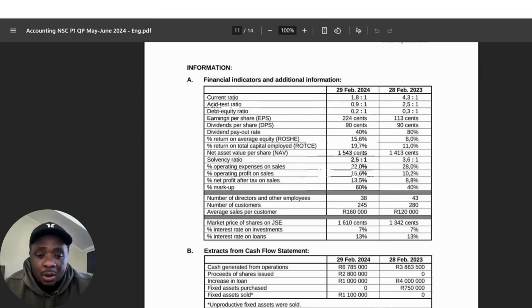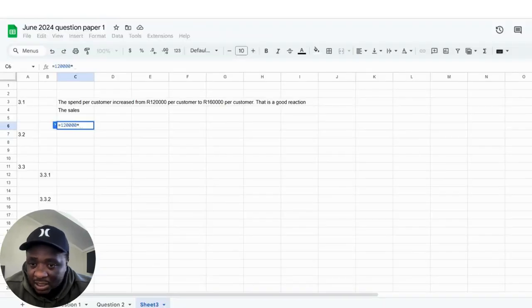Well, it depends on how much money the business made. So if we're going to take the 280, we'll multiply by the 120,000 to get the figure, then compare it with 245 multiplied by 160,000, so that we get the amount of sales that would have been generated in each of the financial years, and then we can decide then if it was beneficial. So let's get straight into it. So I'm going to write down the answers here.